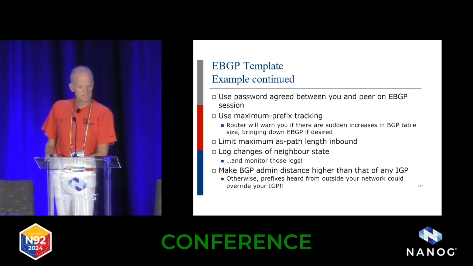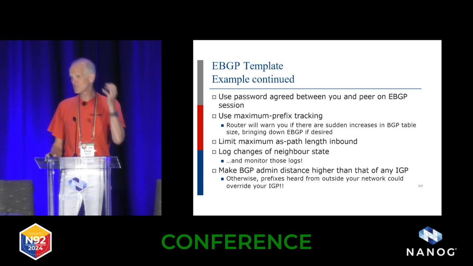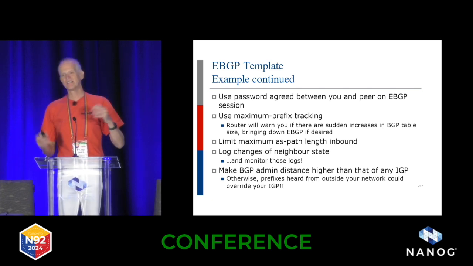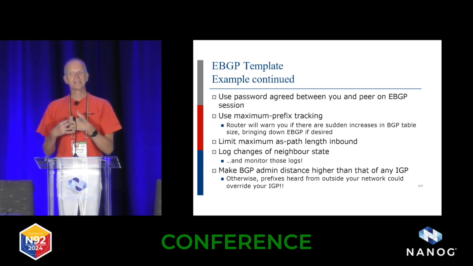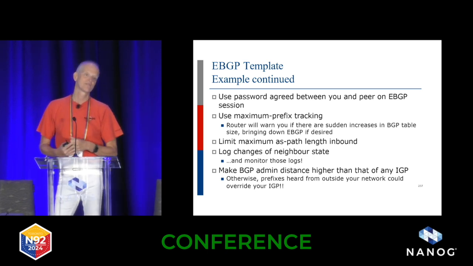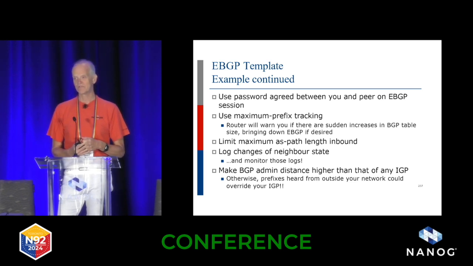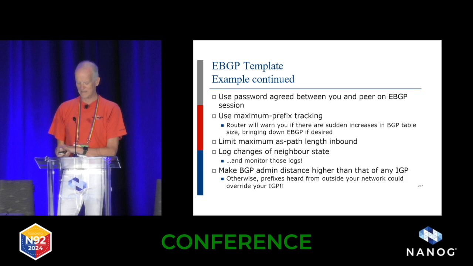What else? Logging, so the neighbor state change, what's happening there. The BGP administrative distance. I haven't mentioned admin distance because that covers all the different routing protocols. Believe it or not, each vendor has different administrative distances for different routing protocols. And again, in a mixed vendor environment, you're going to end up in knots if you don't harmonize them. So keep an eye on that too.